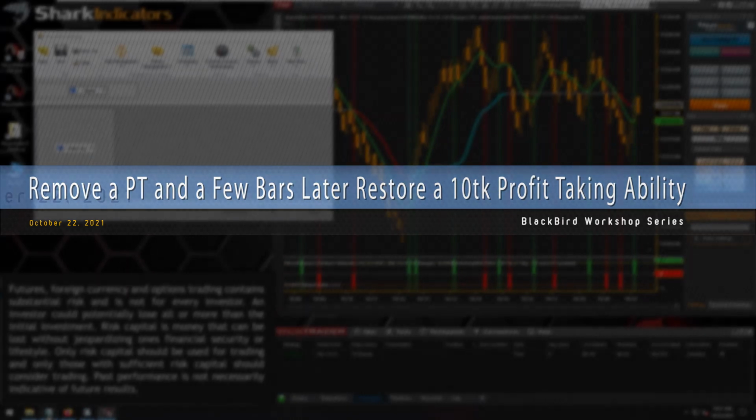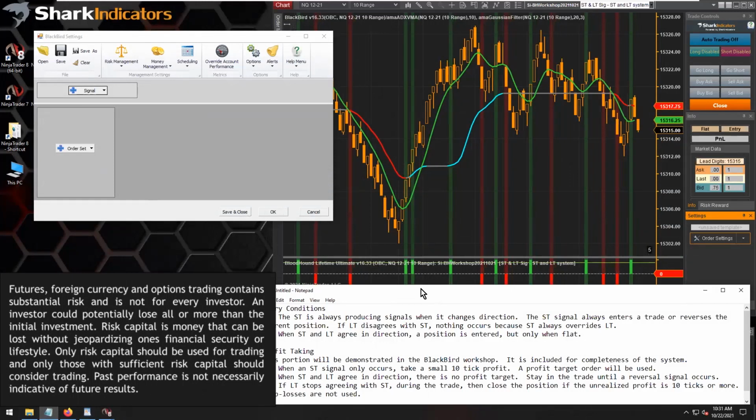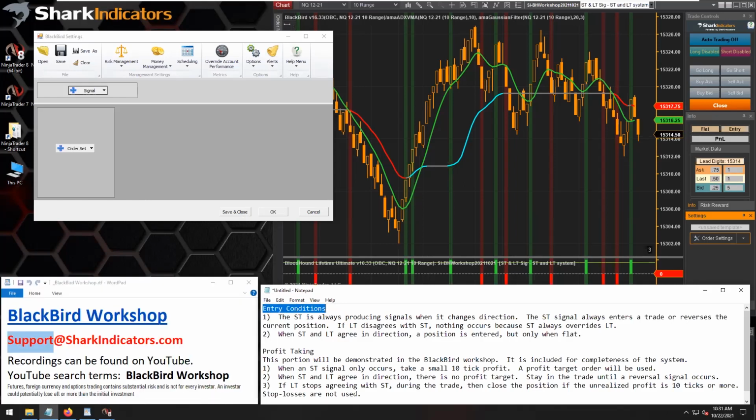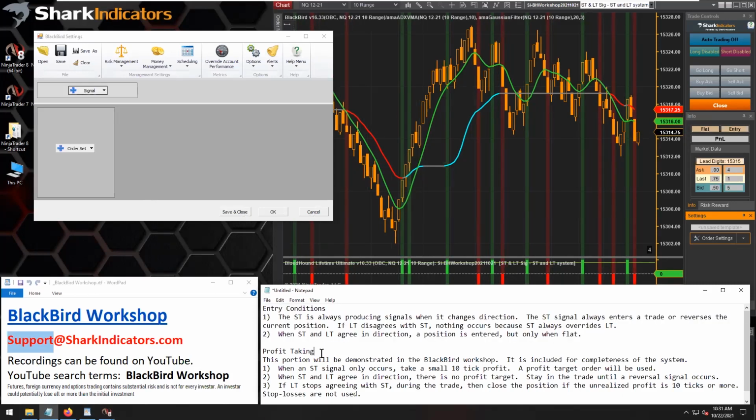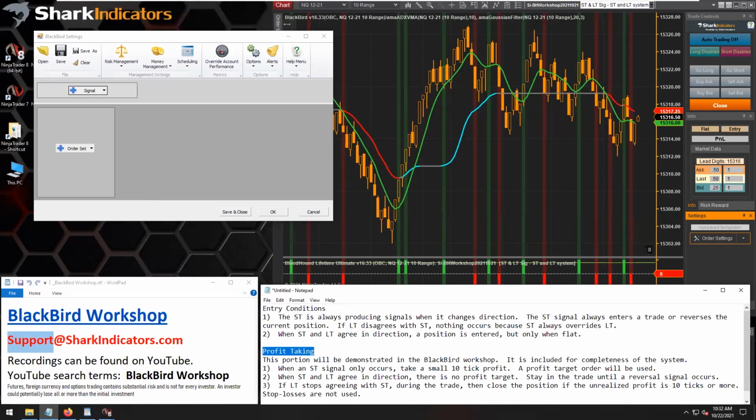I'm going to start off with Jeffrey's question that we built the entry signals for in yesterday's BloodHound workshop. So I rewrote Jeffrey's question here regarding the short-term and this long-term system. Yesterday we built the entry conditions, basically the entry signals, in the BloodHound workshop. So today in BlackBird, this is where we address the profit-taking aspect of this system.